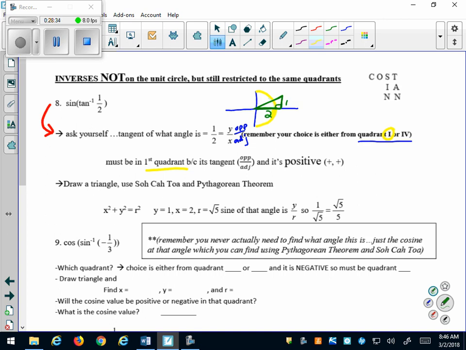Now Pythagorean theorem. 1 squared plus 2 squared equals r squared. And r turns out to be the square root of 5.